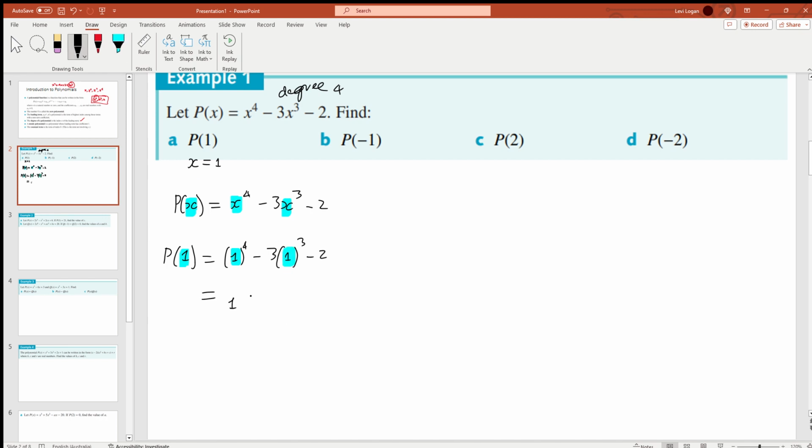That will be 1, that will be minus 3, minus 2. So what we're going to have is minus 4 as our answer. So that would be minus 4. P of negative 1, exact same thing.